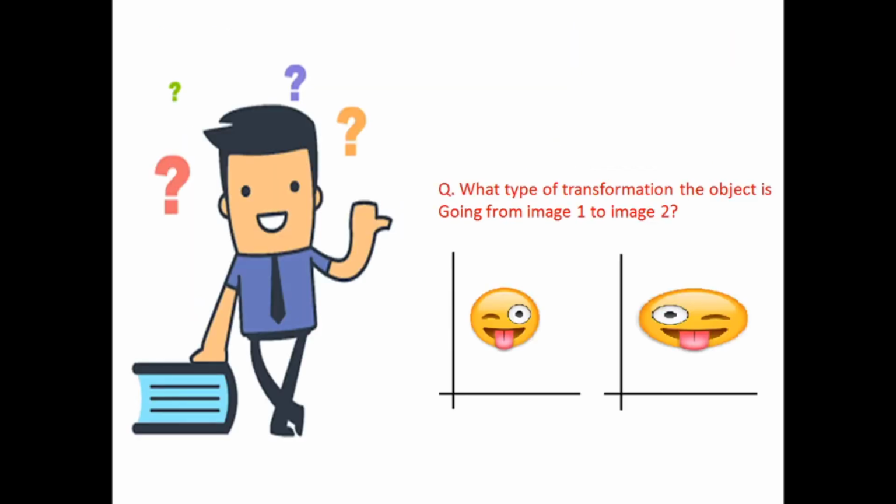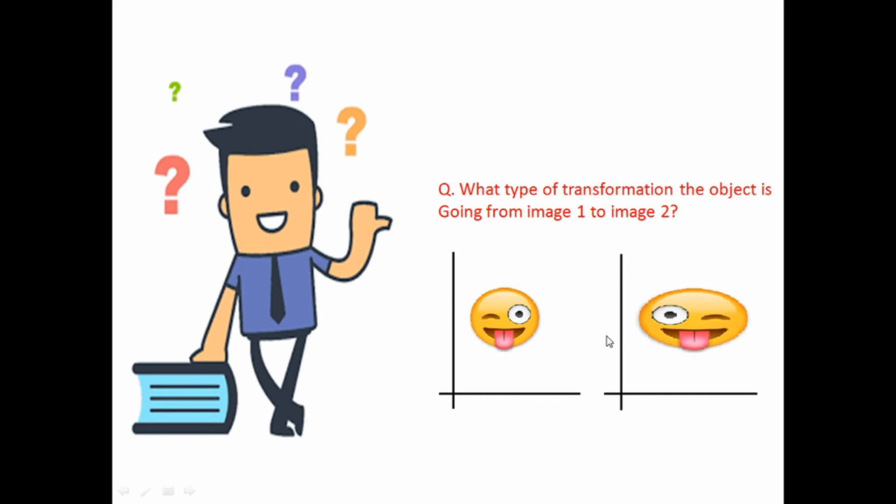So let me give you a question. I have an emoji in this 2D space in the left half side. I have another emoji in the 2D space in my right half side. We need to determine what type of transformation the object goes through from image 1 to image 2. That is the question.